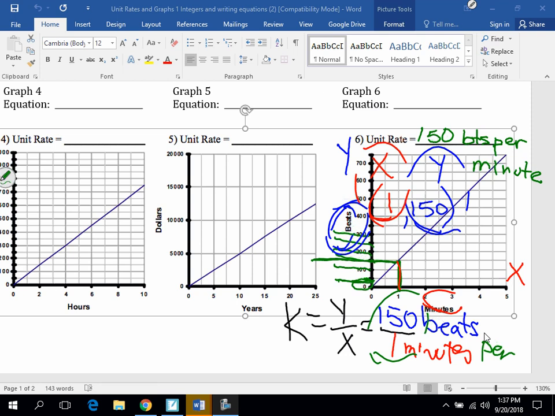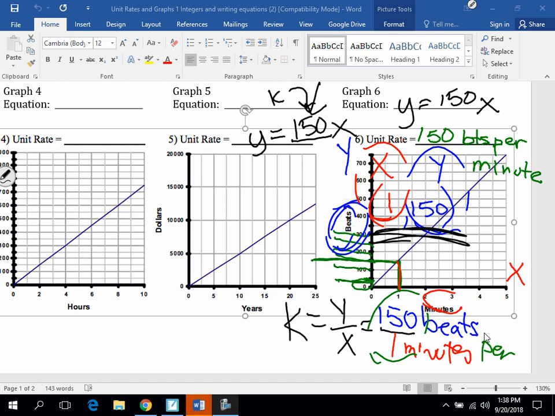And then let's write the equation. The equation is going to be y equals, and in the blank, we're going to fill in the unit rate. So the unit rate goes right here. K goes right there. So the equation is y equals 150x. The last thing I want to talk about in this video is the fact that this point is a very special point.